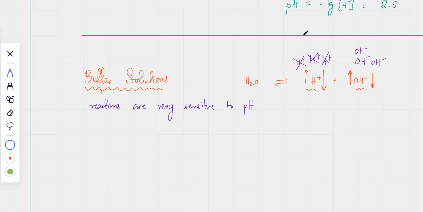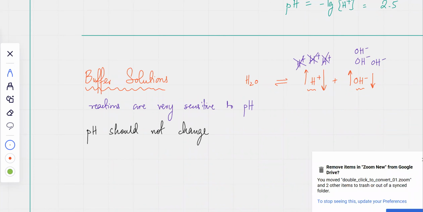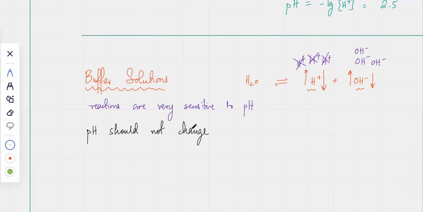The pH should not change. Every reaction prefers a particular environment, so they're very sensitive to pH. What that means is that whenever you have any solution, the pH should not change. Like your gastric juices in your stomach, the pH should not change, because if that changes, a lot of damage can happen. So no pH changes are invited anywhere.